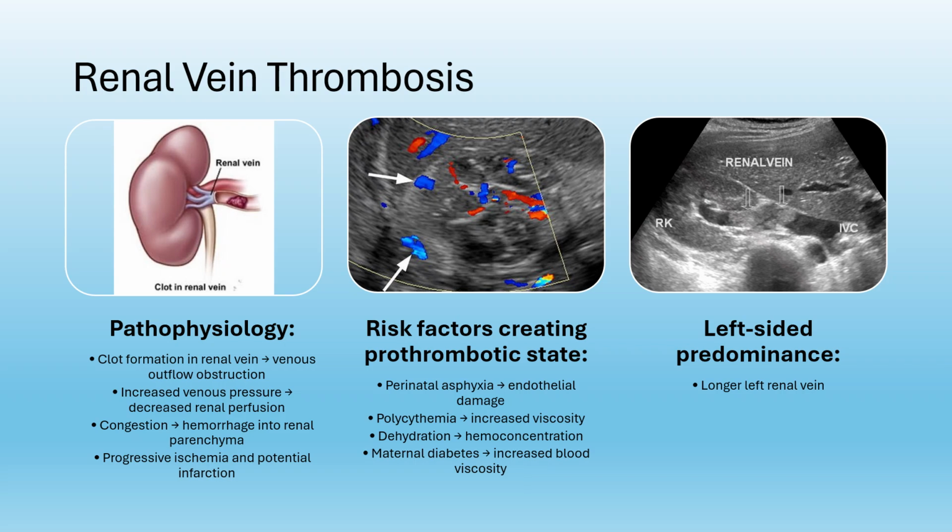This pathophysiology has critical management implications. Early anticoagulation may prevent thrombus extension and preserve collateral venous drainage. However, once hemorrhagic infarction occurs, anticoagulation carries significant bleeding risk with limited benefit. This narrow therapeutic window emphasizes the importance of high clinical suspicion and rapid diagnosis in at-risk neonates.